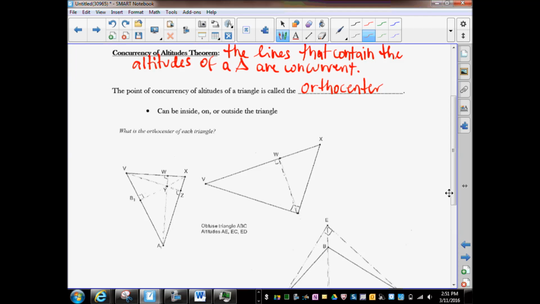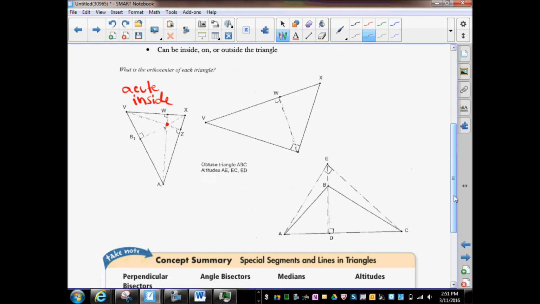Okay, so my first example here. My orthocenter is inside. This is an acute triangle. For all acute triangles, your orthocenter is inside. Let's look at our obtuse triangle next. Here, ABC is an obtuse triangle. We see our altitudes drawn here, and they all meet outside. So for obtuse triangles, your orthocenter is outside.